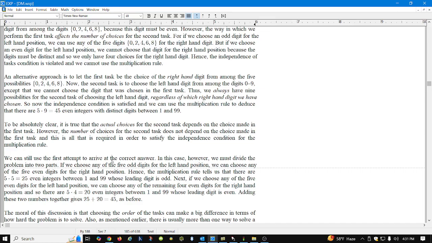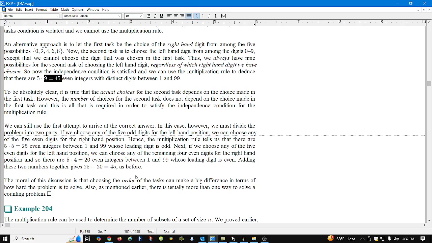If, on the other hand, we choose one of the even integers for the left-hand position, we can't choose that anymore for the right-hand position, so the number of choices drops to 4. So it's 5 times 4, which is 20. These 2 options are mutually exclusive. They're disjoint. Choose even or choose odd for the left digit. So we add those 2 numbers, 25 and 20, and we get 45, just like we did before.